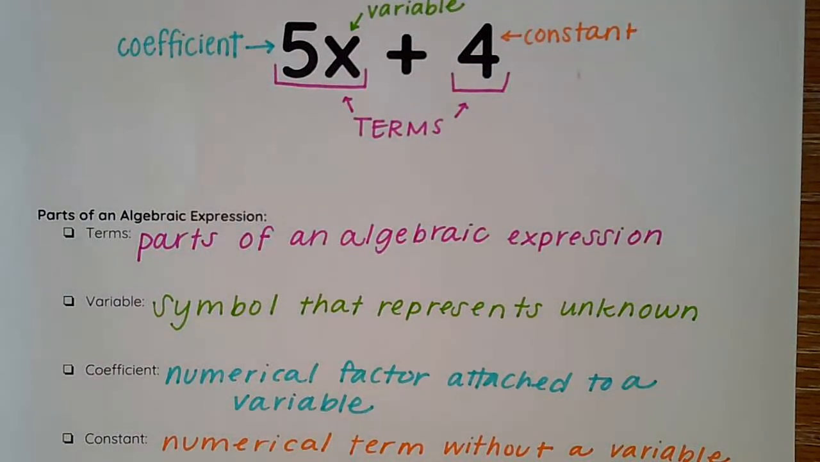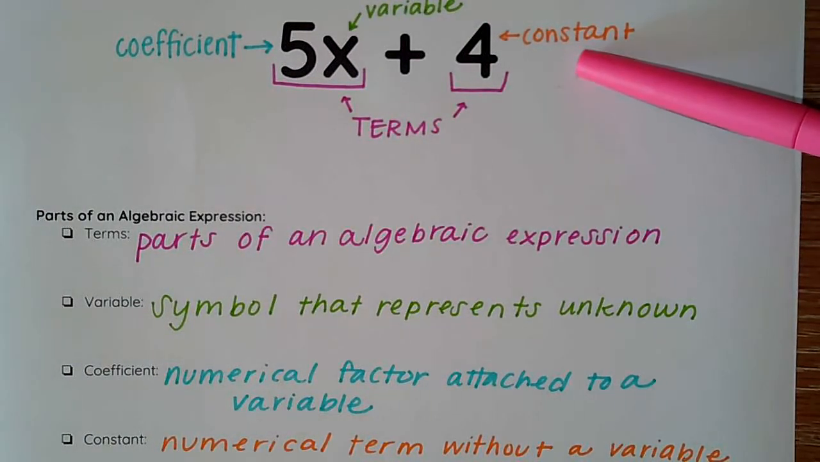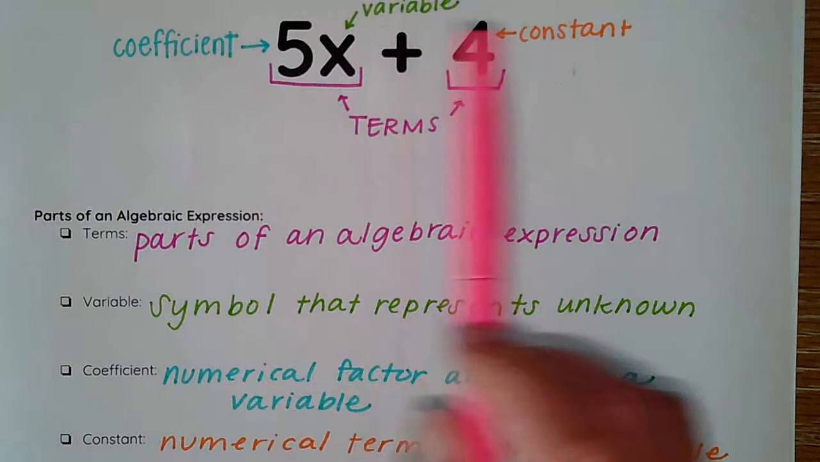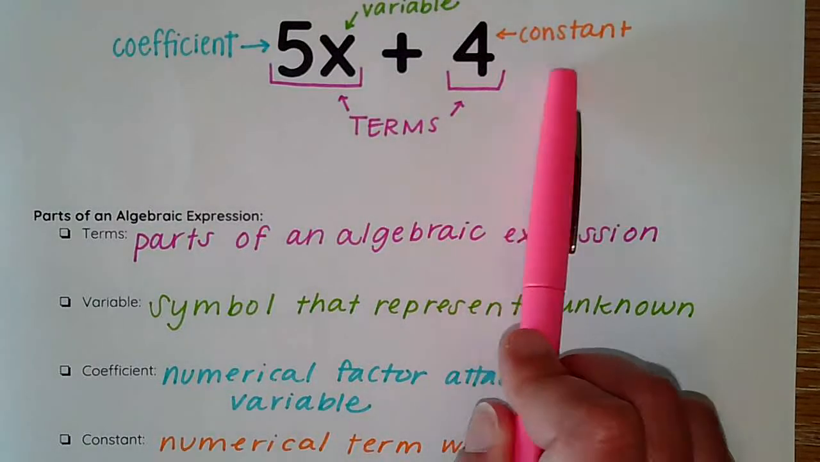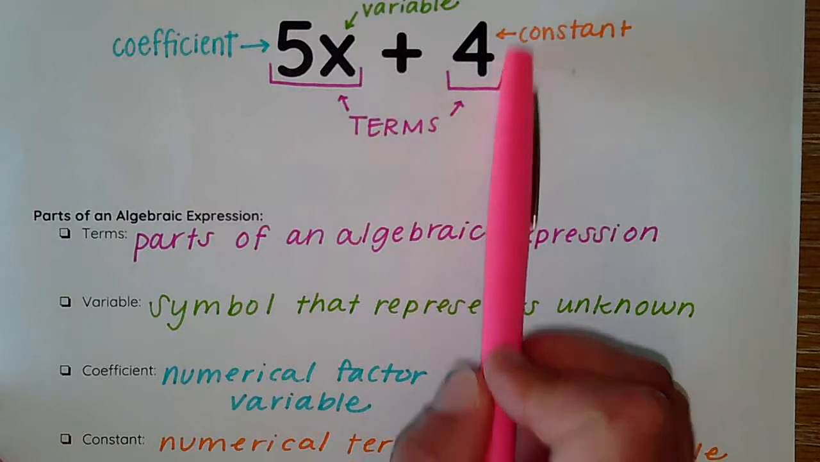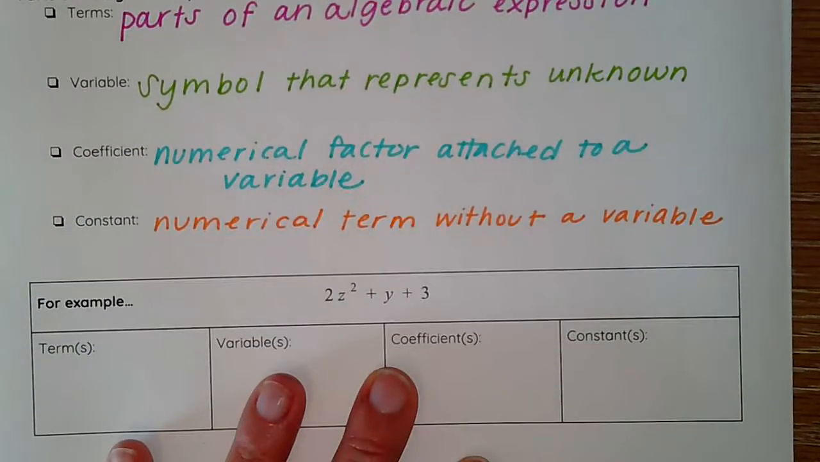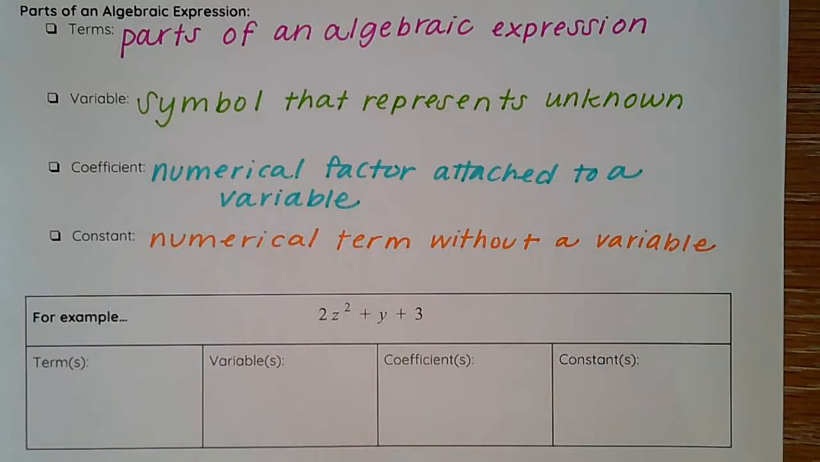Coefficient is often confused with constant, which is the other number that we will see in expressions. But your constant is not attached to a variable. Coefficient is attached to a variable, constant is not. A constant is exactly that. It stays constant and is not impacted by another variable. That constant stands alone as its own term. So what we're going to do today is practice identifying these different pieces of an algebraic expression.